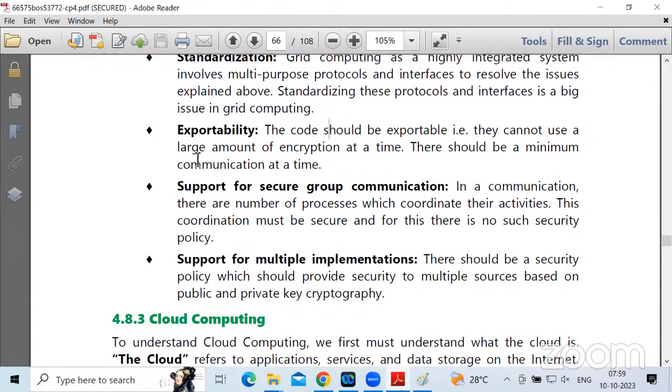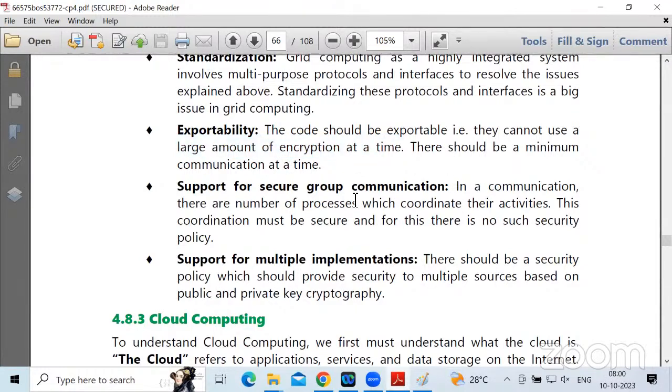Exportability. It cannot use a large amount of encryption at a time. What do you mean by a large amount of encryption at a time? You have given a task. It is distributed to 100 computers. While it is distributed and while it is received back, it will be encrypted. So a large amount of data has to be encrypted, and exporting this to the centralized server is a little tough job.